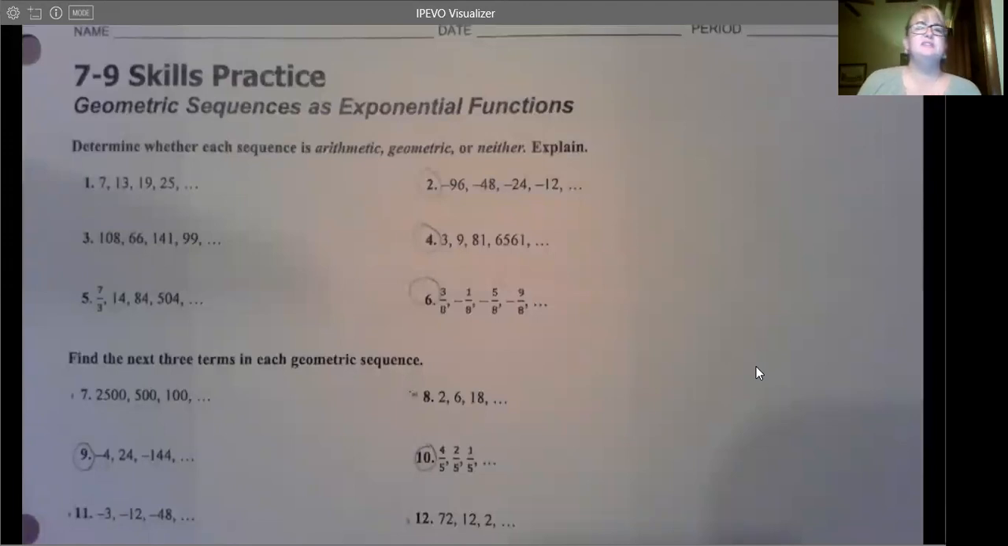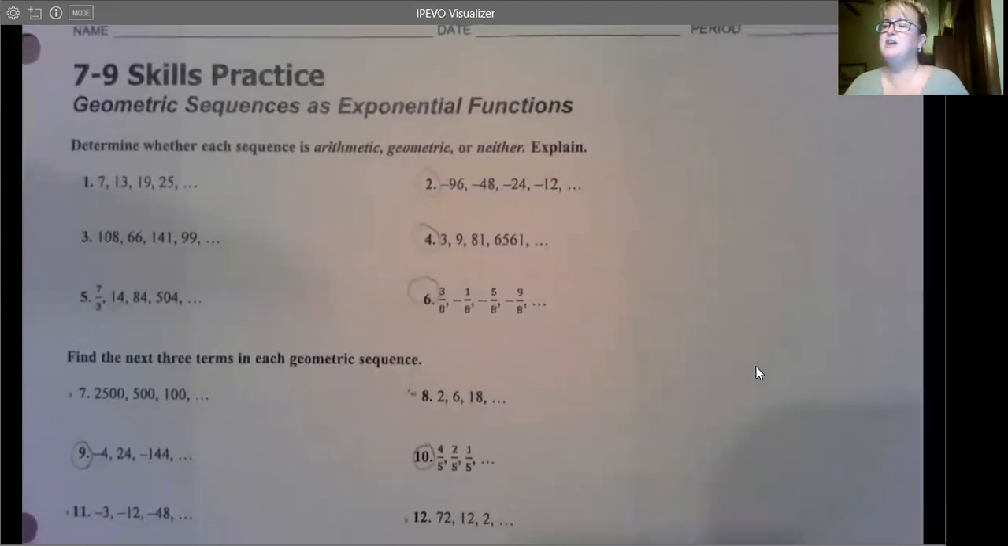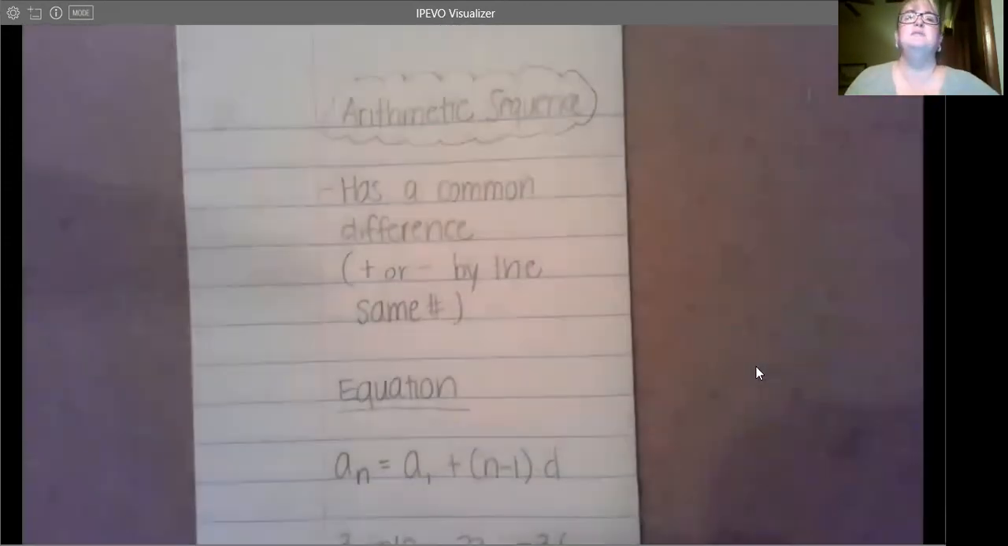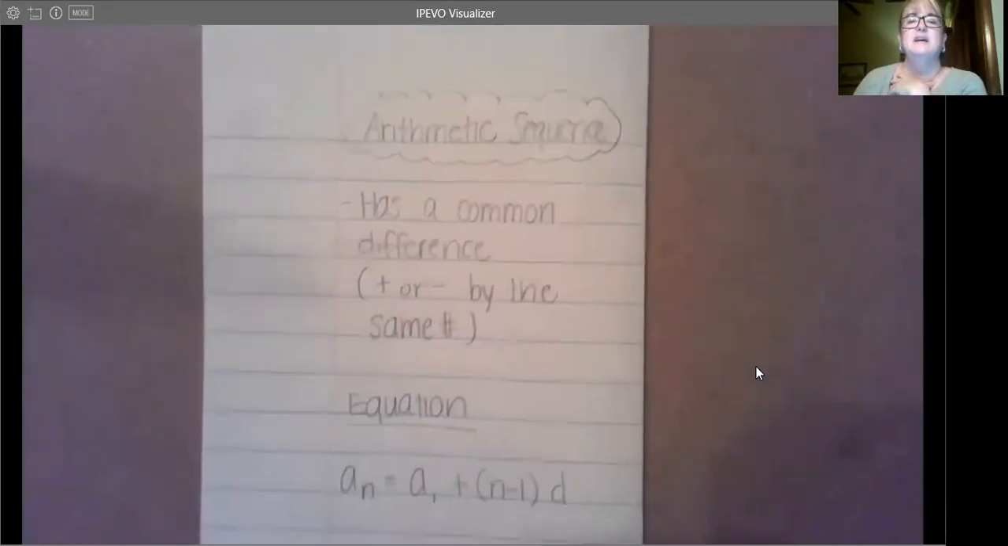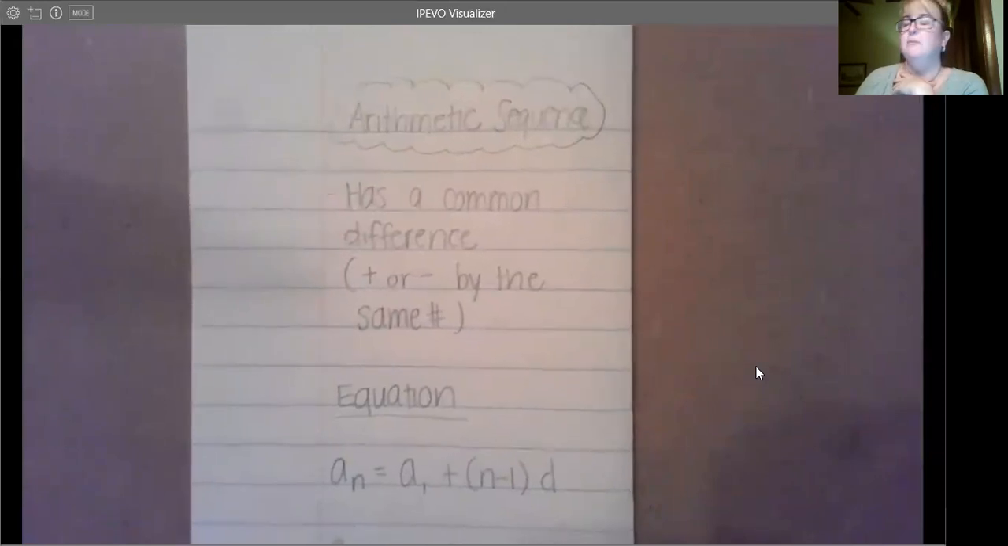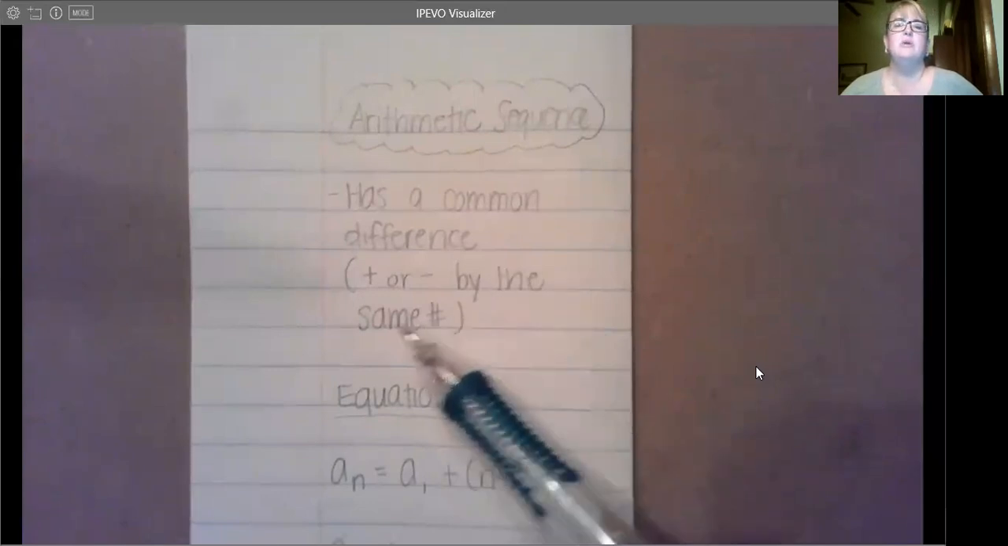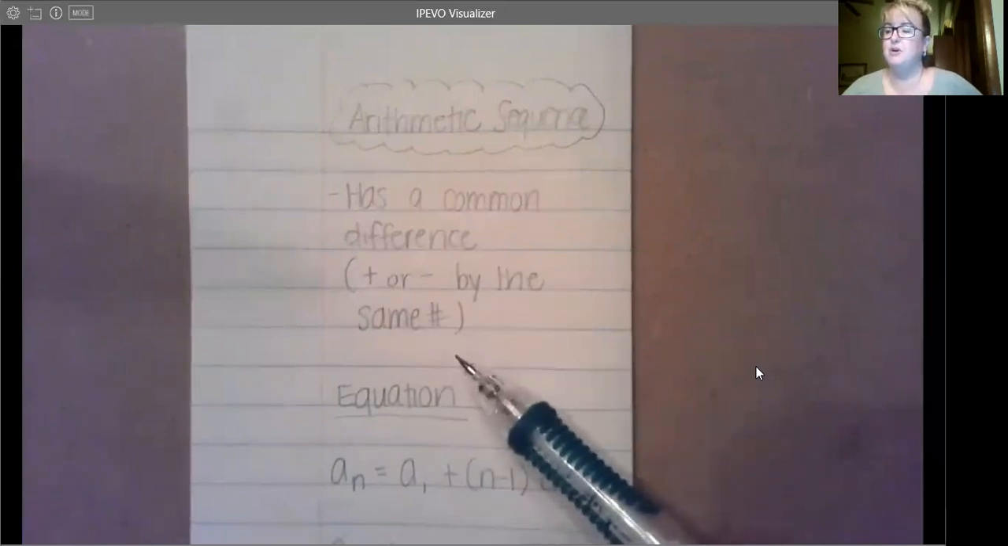Okay, so geometric sequences as exponential functions. We need to go back to Unit 3. I need you to think back to arithmetic sequences. I don't know if you remember this, but an arithmetic sequence has a common difference. So those are patterns like 3, 6, 9, 12, or 10, 7, 4, etc., where they're going up or going down by the same number. It has a common difference. We're adding or subtracting by the same number.